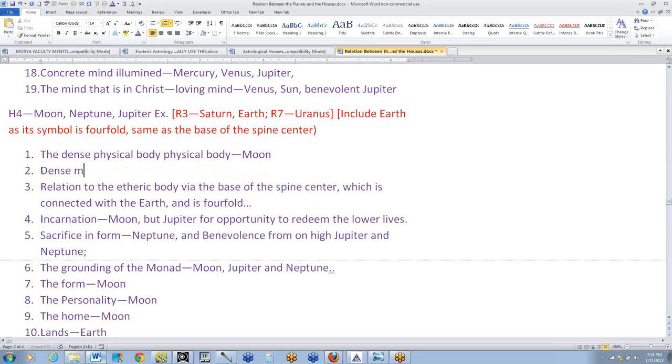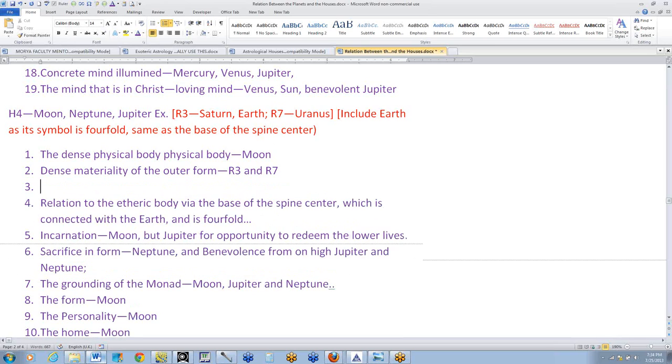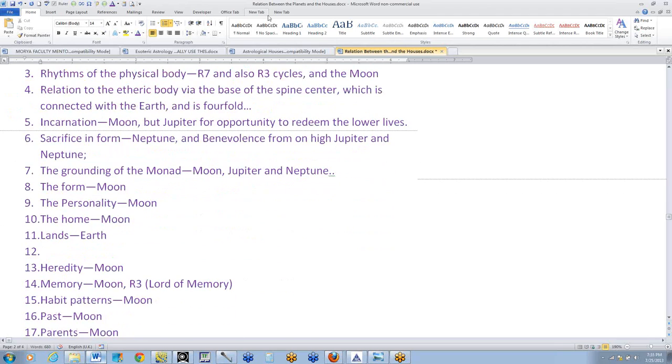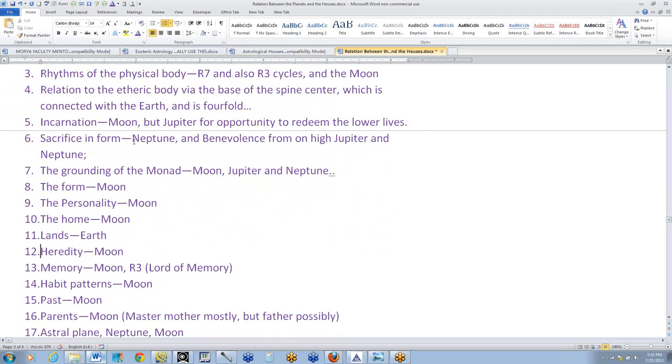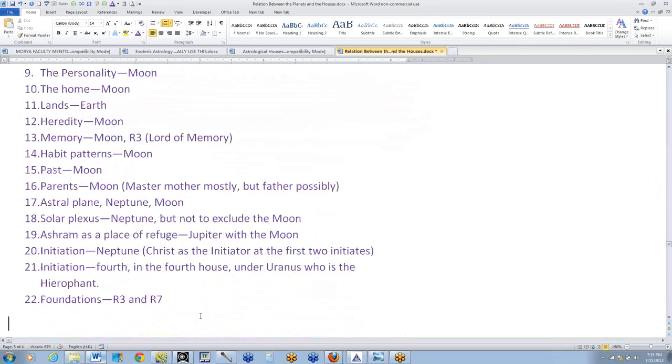So dense materiality of the outer form, we have both ray 3 and ray 7. And let's just say the biological rituals or the rhythms of the physical body, ray 7, and also ray 3 cycles, and the moon. Well, many things are here in the sense of the house of synthesizing all aspects into the physical form.